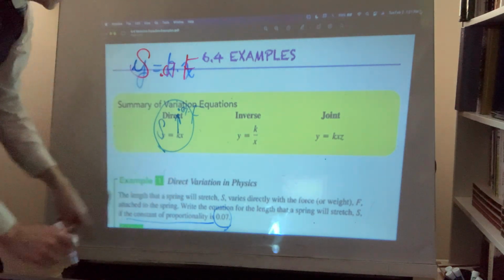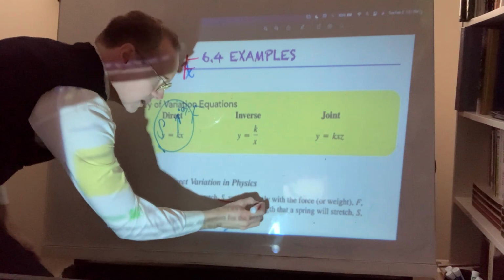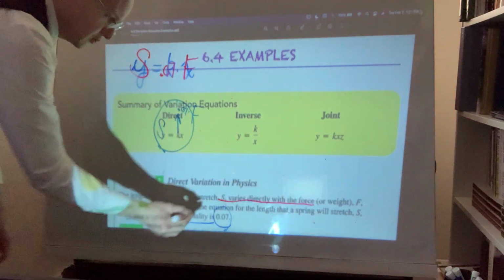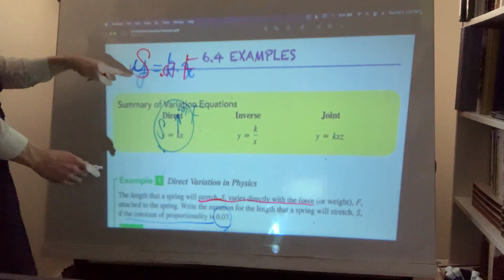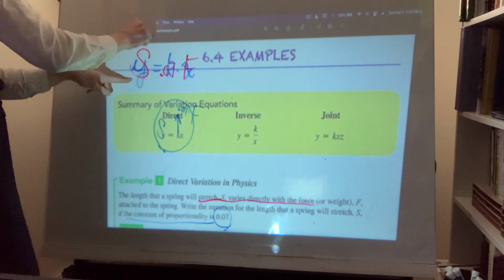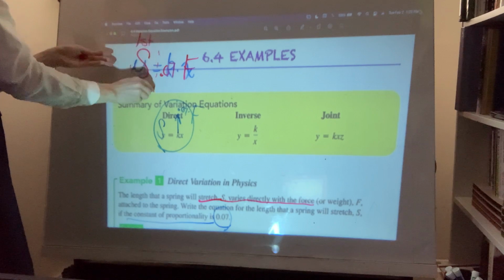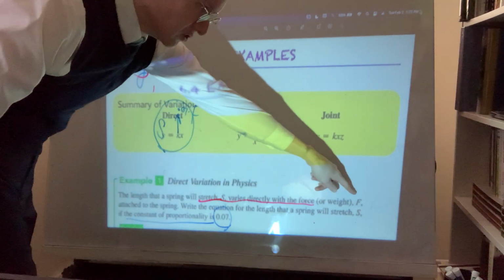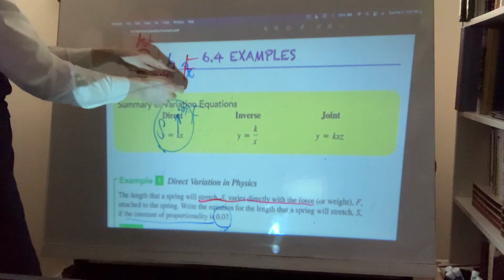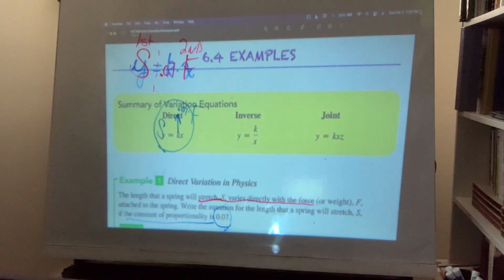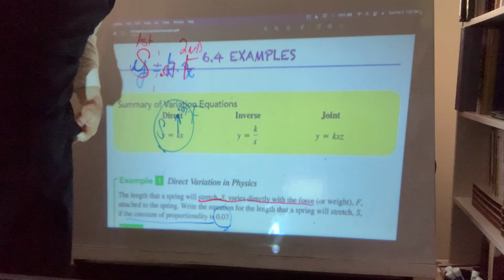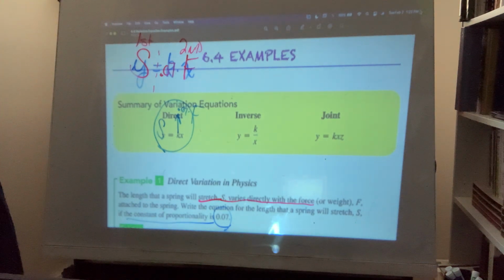So if they say S varies directly with force, that is, stretch varies directly with force, then this is the thing that is mentioned first, so it's going to go in place of Y, all right? And this is the thing that is mentioned second, so it's going to be on this side, okay? And there's nothing else to it. They're not giving you any other conditions.